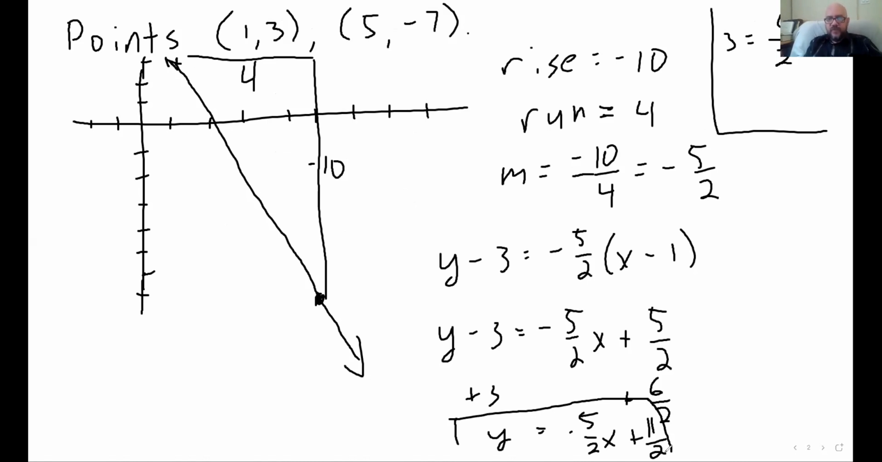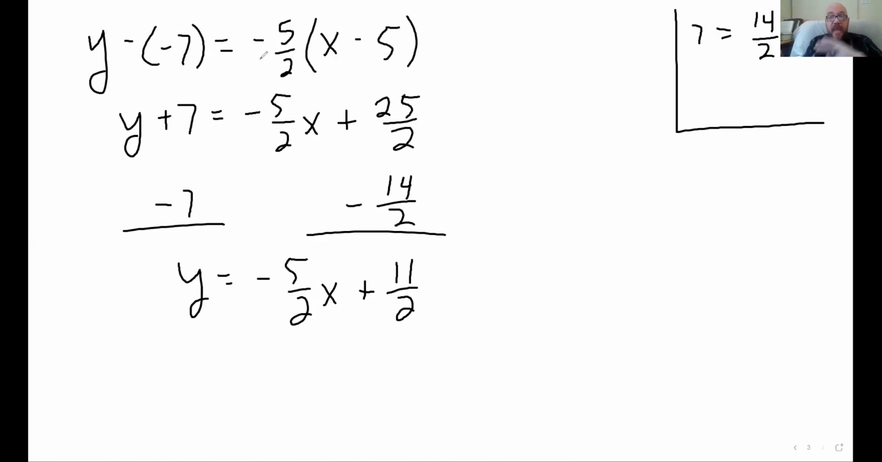And interestingly enough, if you use the point slope formula with any point on the line, it'll give you the same equation, which is pretty neat. It's a very non-intuitive result, I would say. So that's the equation of the line, negative 5 halves x plus 11 halves.